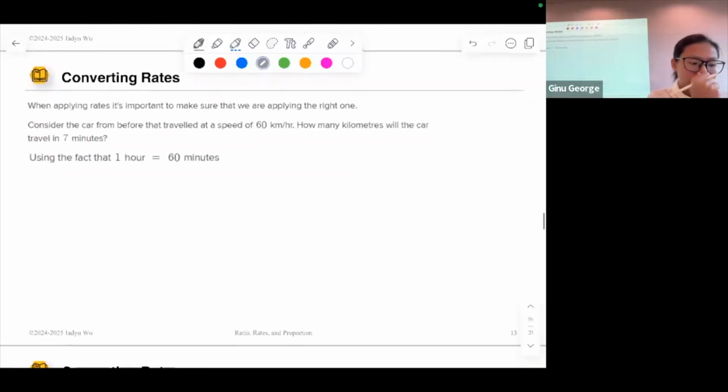The next thing is how we convert rates in different ways. It's similar to converting from gallons to liters or liters to gallons, or from miles to kilometers or kilometers to miles. The easiest one is time converting. We want to convert 60 kilometers per hour to a unit of minutes. The first thing we want to do is use the fact that 1 hour equals 60 minutes.